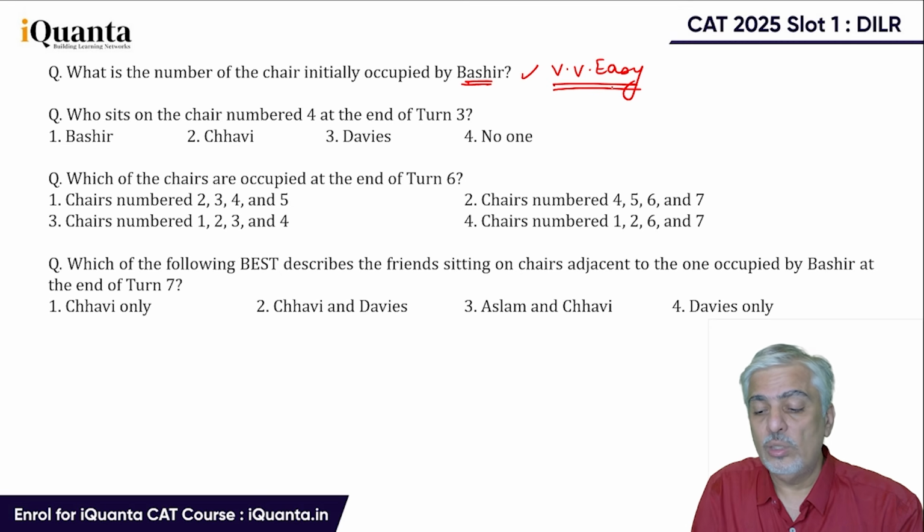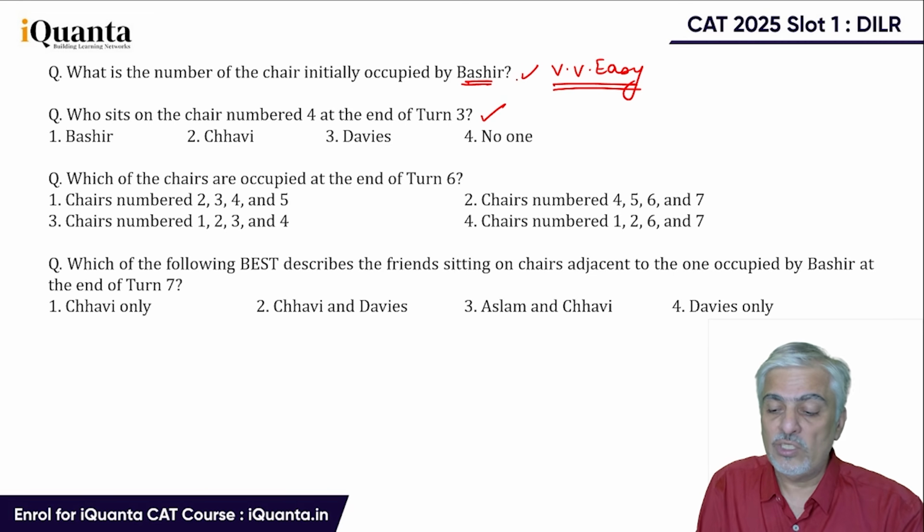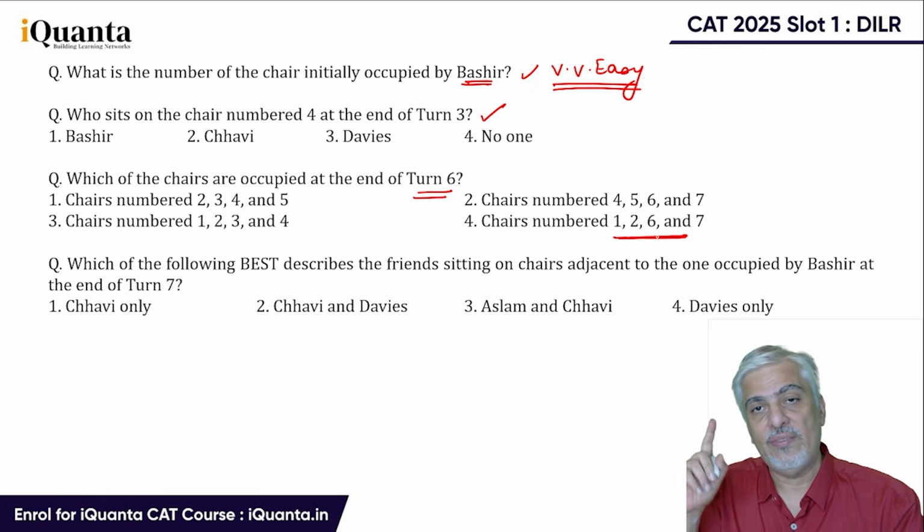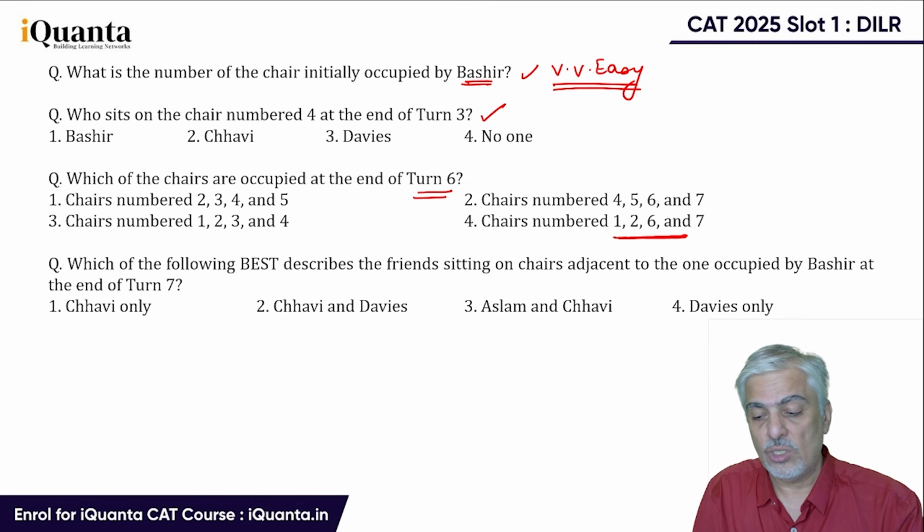Okay. Who sits on chair number 4 at the end of turn 3? So, for turn 3, I need to figure out where it is. I have to remember my first two questions are the initial arrangement and turn 3. This is not even turn 1, but the first initial arrangement. Which of the chairs are occupied at the end of turn 6? There are 4 consecutive chairs we know. Maybe using options, I might be able to eliminate something. And remember, 1, 2, 6, 7 is also consecutive, because 6, 7, then 1, 2, round it is. So these are also consecutive, before you think that this is not the answer.